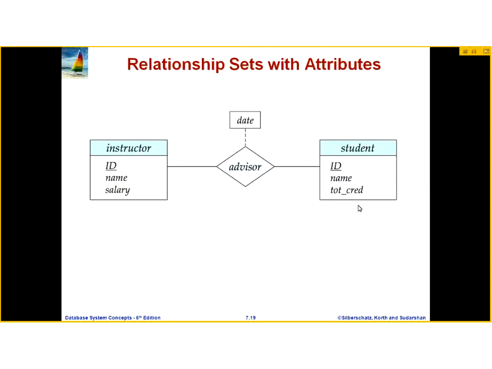If you want to add some details, some attributes with the relationship, you can do so. Like the advisor relationship started at a particular date. If you want to mention that date, you can mention it like this by using a dotted line.